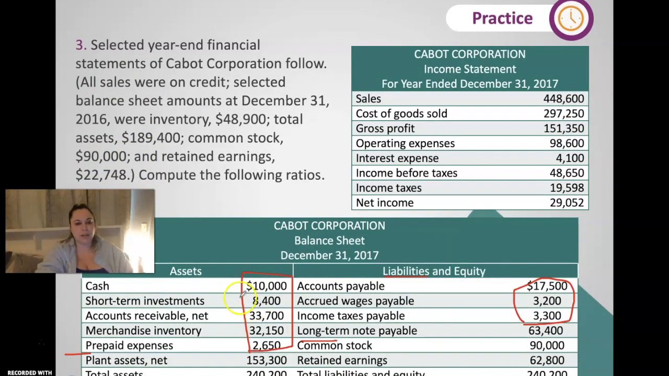So we're going to be using cash plus short-term investments plus the accounts receivable. But we're not going to be using merchandise inventory or the prepaid expenses. So instead of adding all 5 up, we're only going to add these 3 up, divided by the same thing, your current liabilities. So that's the same 24,000.